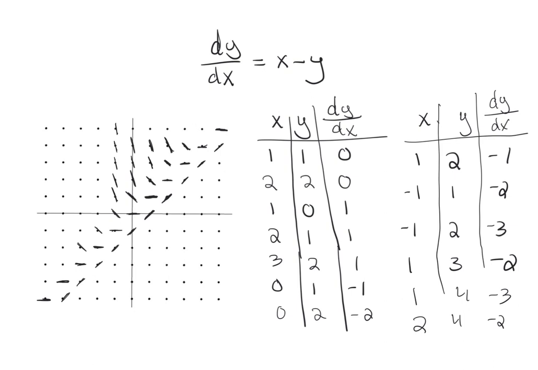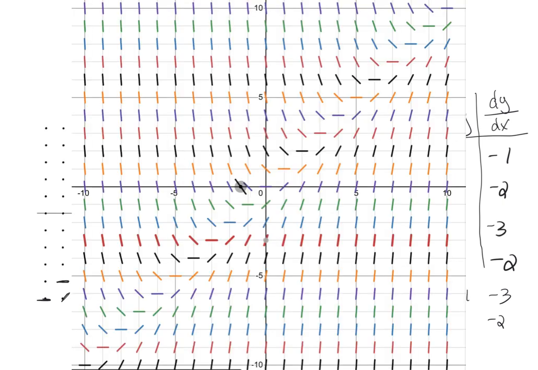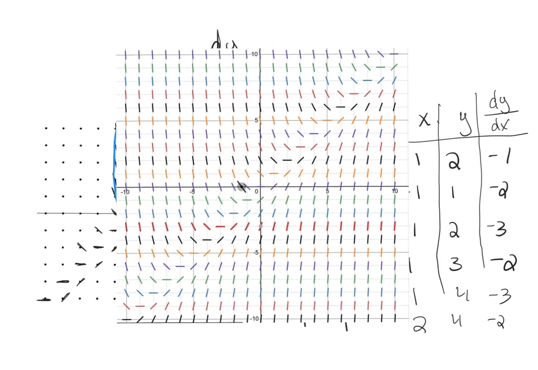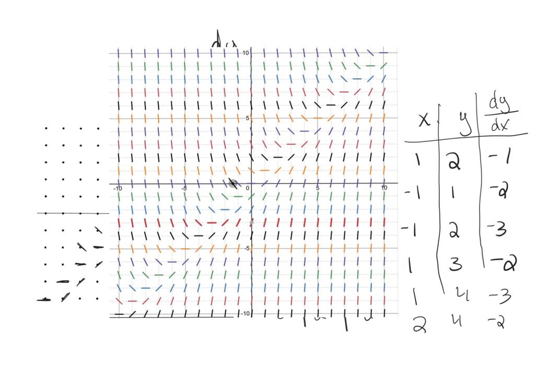Okay, so we don't have a full slope field graph here, but we can tell it looks like it's almost doing something like this. Okay, well, let's check out the full slope field. So here, once you see it, yeah, it is doing this and then like this.